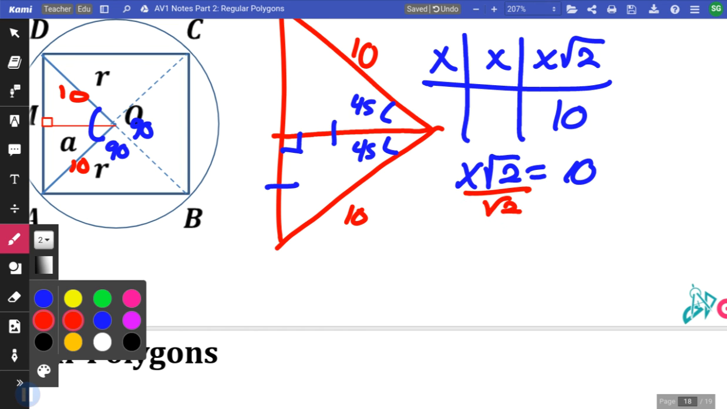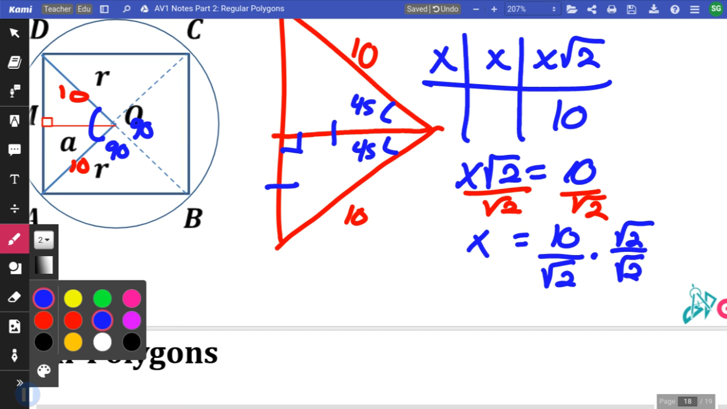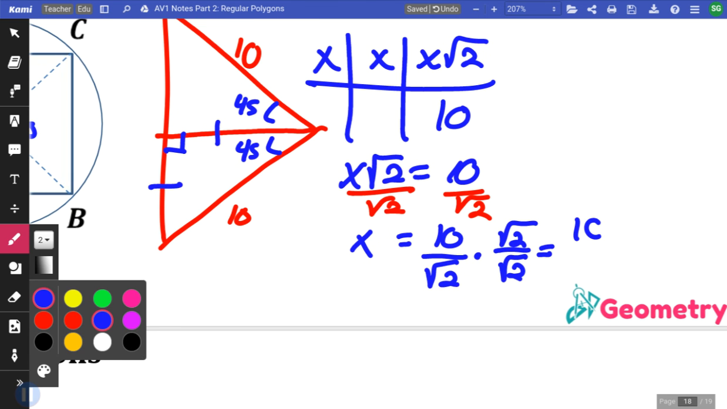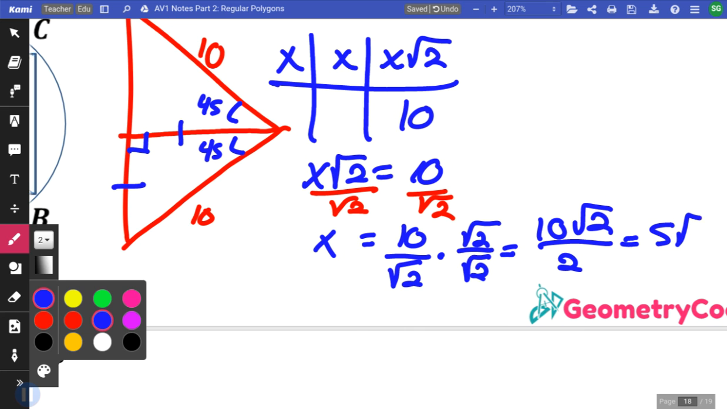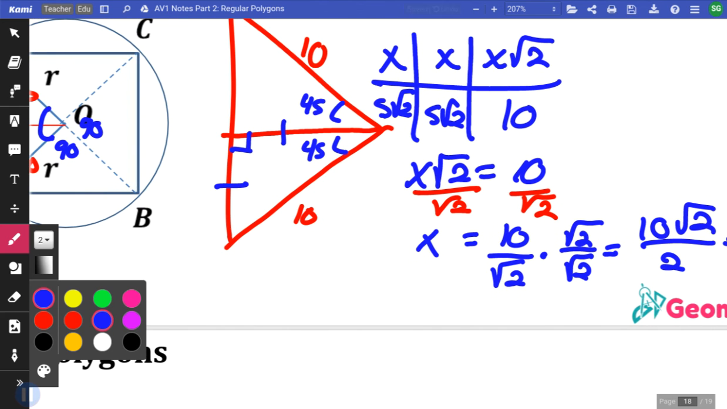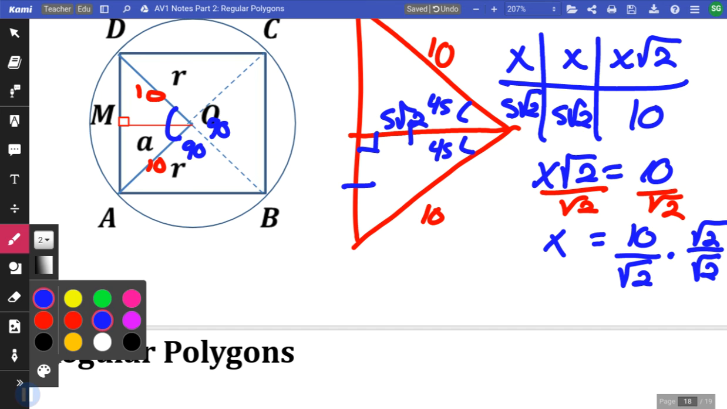Divide both sides by root 2. x equals 10 over root 2. Rationalized, 10 root 2 over 2, 5 root 2. So both of these pieces are going to be 5 root 2. So that's our apothem. But how long is the side of the triangle? Sorry, the side of the square.